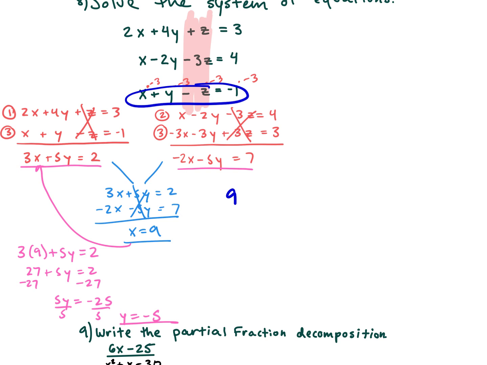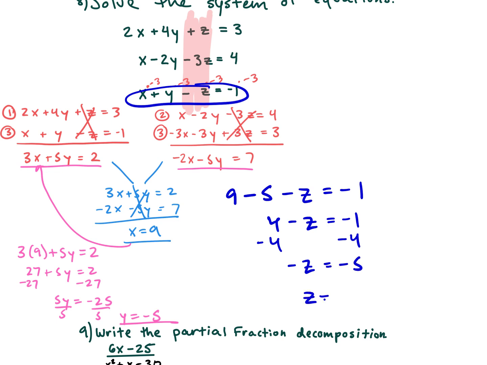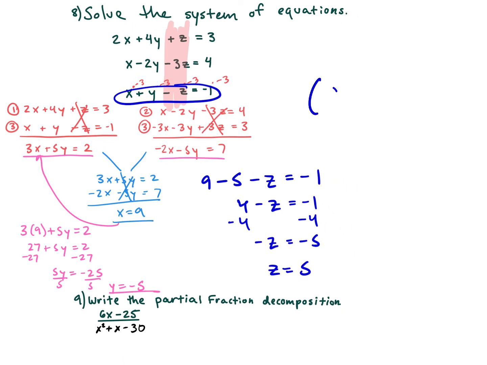So 9 minus 5 minus z is equal to -1. So 4 minus z is equal to -1. Subtract 4 on both sides. Negative z equals -5, so z equals 5. And then so it's x equals 9, y equals -5, z equals 5.